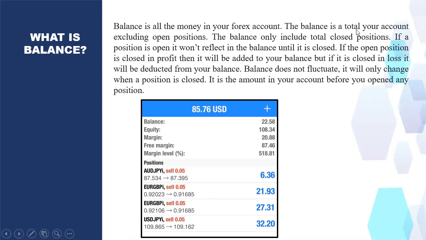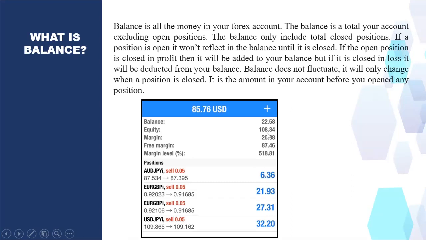So the balance is a total of your account excluding open positions. The balance only includes total closed positions. If a position is open, it won't reflect in the balance until it is closed. Just like you see here, this is the balance of the person, which is $22.58. These are open positions at the bottom here, one of which is AUD/JPY, and the person is in profit of $6.36. This particular trade is in profit. That's why it is showing in blue. If it was in loss, it would be showing as red, but it's in blue, so it's in profit of $6.36.